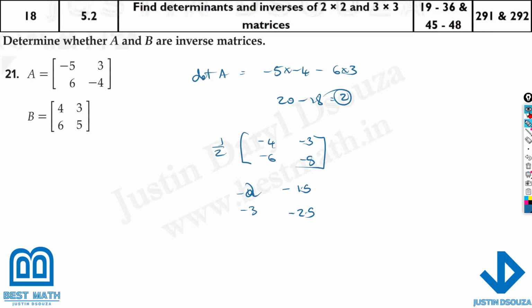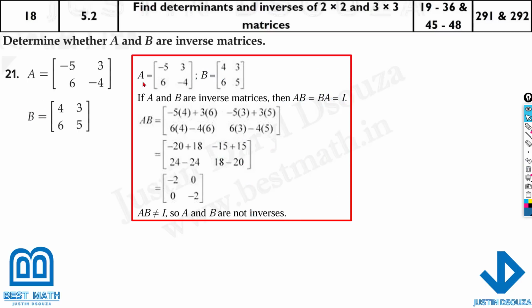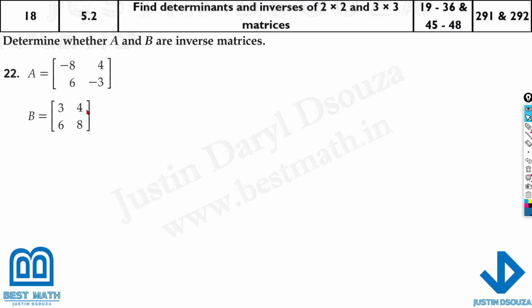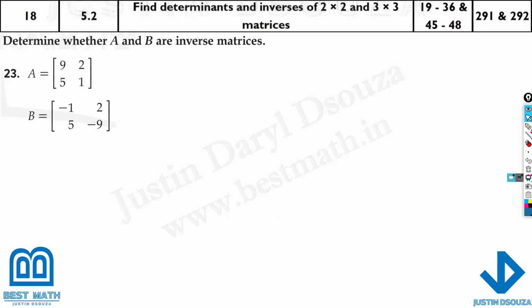So this has an inverse. The matrix A has an inverse, but it just doesn't match with the given matrix. So here they're not inverses. Even if you do the method of multiplying, you will get some other answer. So they are not inverses. Here as well, it's the same method. You can quickly do it by yourself and then check. You can also use the below method.